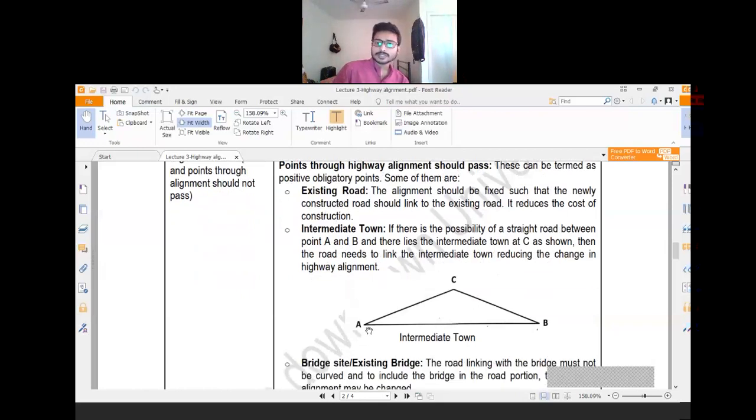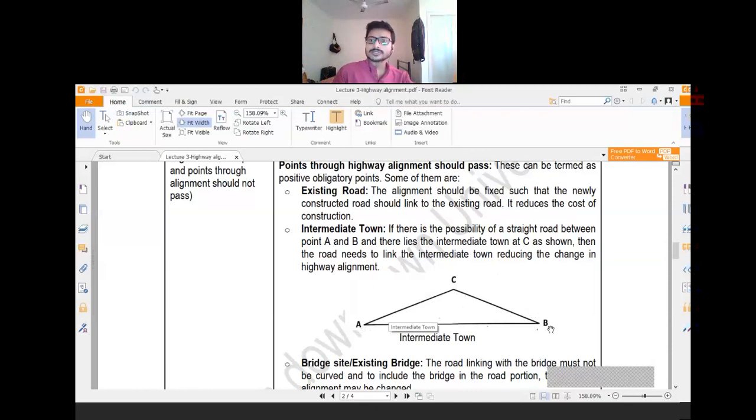Now, refer to this figure. Suppose A and B are two cities. We need to connect these two cities. In the previous discussion, we said that a highway alignment should be short. So the shortest distance would be if you connect A and B directly. But suppose an intermediate station C is there. Then it is always advisable to connect A to C and C to B.